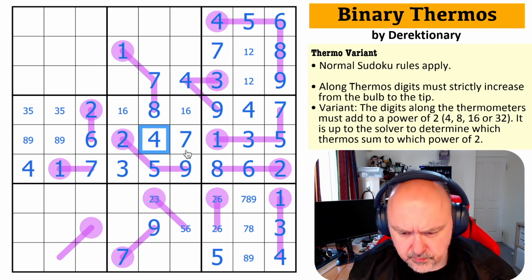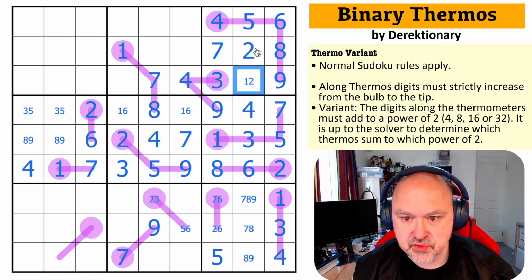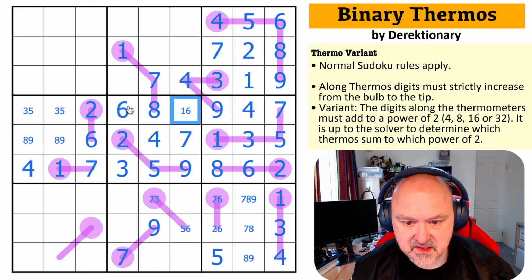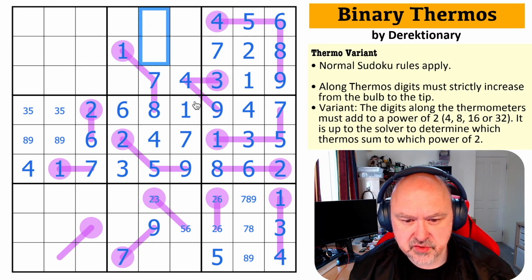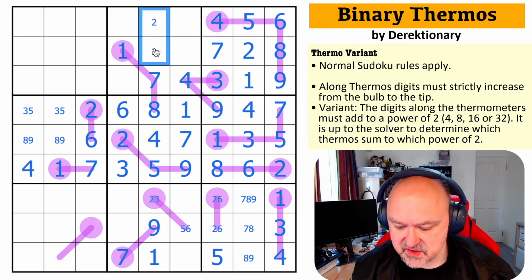Really cool. I love these thermo puzzles, but boy, do I find them tricky. This one, of course, has made this 2 and this 1. This is 6 and this is 1. So I've got a quad in this column. 1, 2, 3, 6. So this has to be the 1 in the column. So these are 2, 3, and 6.